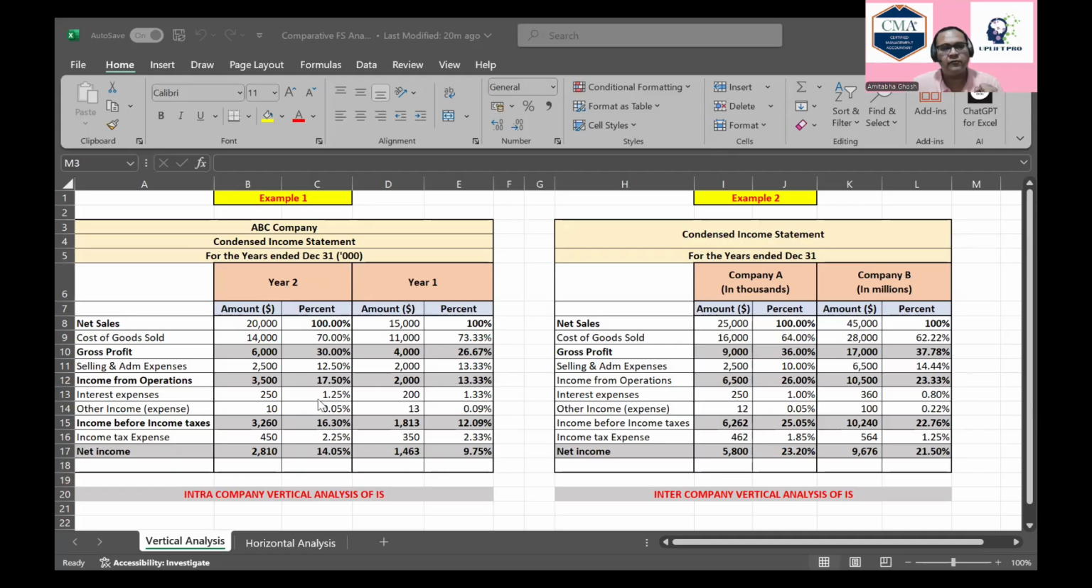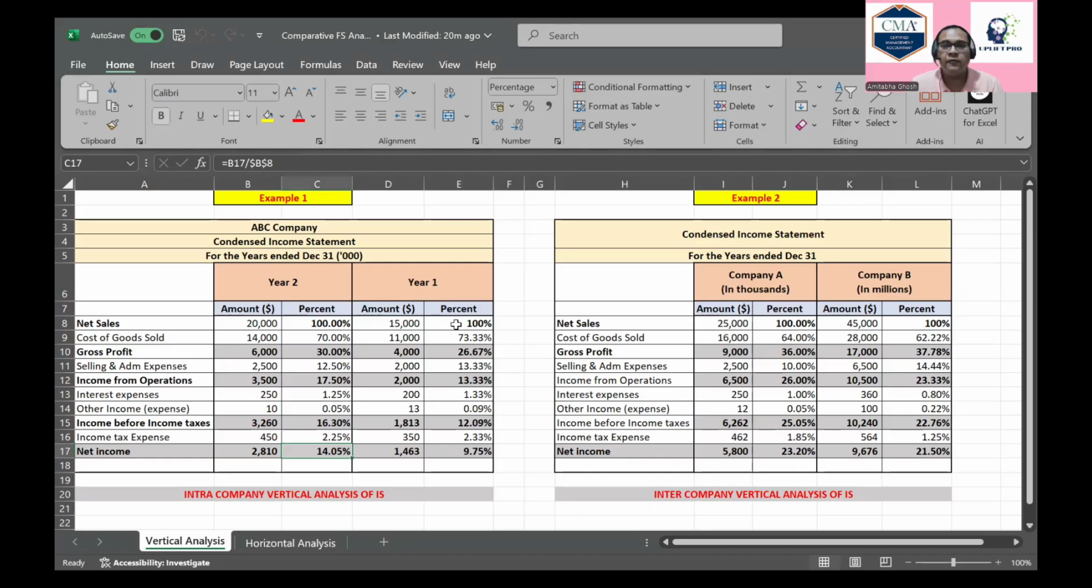Remember, in vertical analysis, we are trying to analyze each of the financial statement line items in that statement in relation to a base amount. If I show you 20,000 for year 2 as my net sales, which is taken as the base amount, that is why the percentage is 100%. Against this net sales, each of the other items is expressed, as you can see from the formula. So each financial statement line item is expressed against my net sales for year 2.